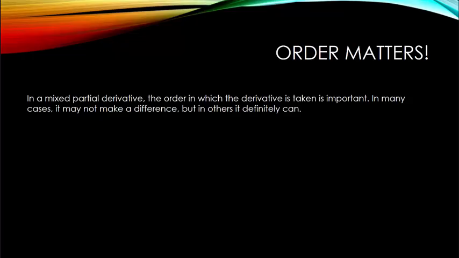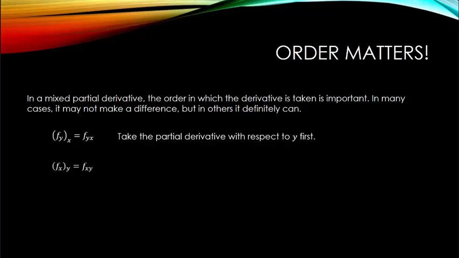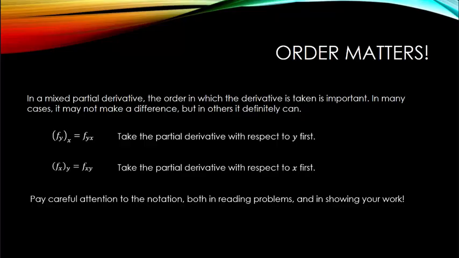So you want to make sure and keep track of the notation and the order that your derivatives are being taken in. For example, in the notation where I have fy in parentheses followed by x, I first take the partial derivative with respect to y, and then I take the partial derivative of that result with respect to x. If I have fx in parentheses followed by y, that's my fxy. This means I'm taking the partial derivative with respect to x first, and then taking the partial derivative with respect to y. It is important to pay attention to the notation, both in terms of reading the problems and in showing your work and entering your results.